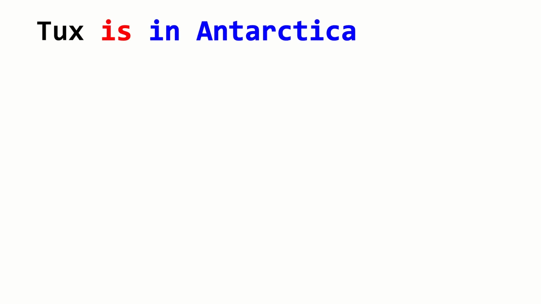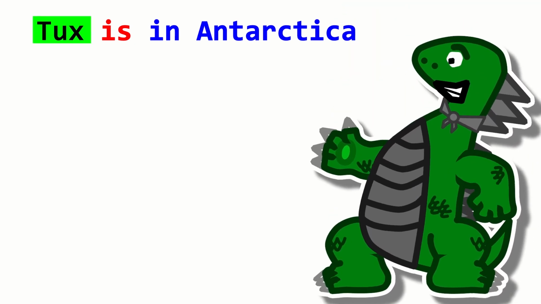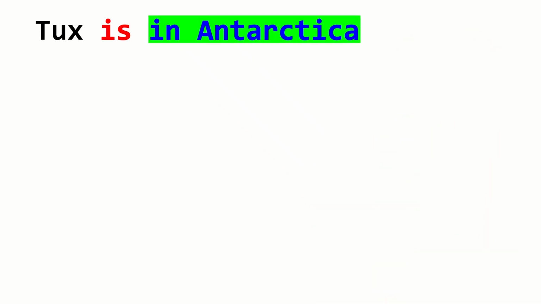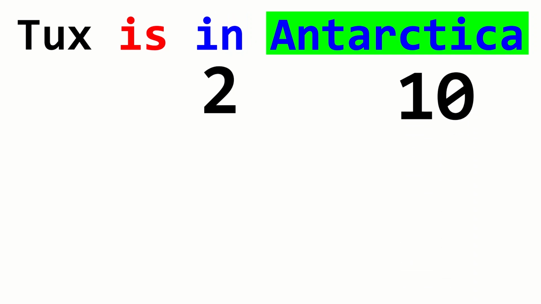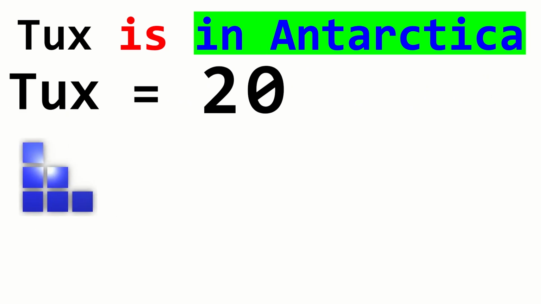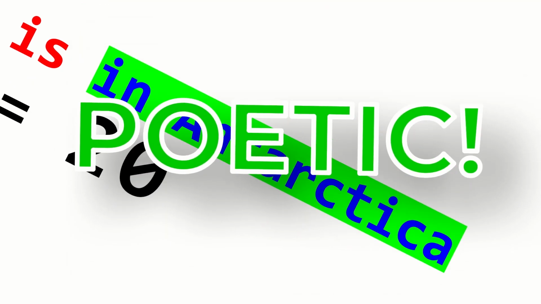Anyway, variables can also be given number values using a line like, Tux is in Antarctica. Hold on, so I understand that Tux is the name of the proper variable, but what does in Antarctica do? Well, in has 2 letters, and Antarctica has 10 letters. If we take the 2 digits in the ones place and concatenate them, we get 20. Therefore, Tux now contains the value of 20. This is a really weird way to store variables, but it's poetic, I guess.